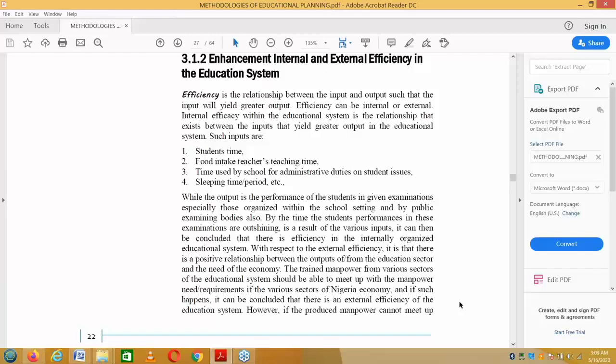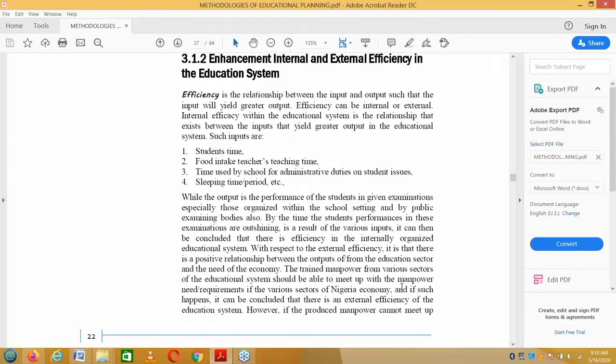From various sectors of the educational system should be able to meet up with the manpower requirements of the various sectors of the Nigerian economy. And if such happens, it can be concluded that there is efficiency of the educational system. That is, if the graduates produced are well trained and needed in a specific manpower, it fills the gap of the needed manpower.